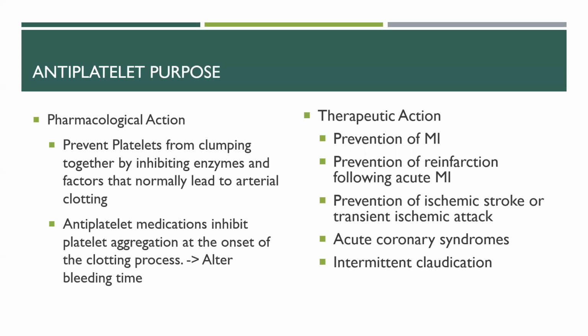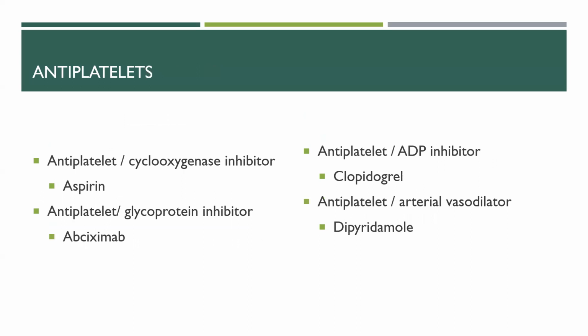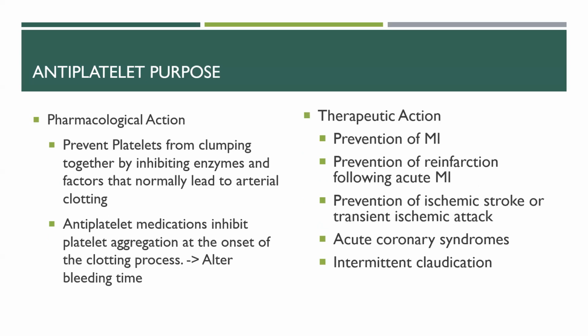What I say for antiplatelets is, while anticoagulants stop the formation of fibrin, so they stop it kind of at the source, your antiplatelets are more just making it so your platelets aren't as sticky. So that's how they work. And that's why you can't really use these medications as a DVT prophylactic, because they're not stopping coagulation, they're just stopping the ability to stick with one another. Therapeutic uses: prevention of MI, prevention of reinfarction following acute MI, prevention of ischemic stroke or TIA, acute coronary syndromes, and intermittent claudication. I kind of wanted to talk briefly about intermittent claudication.